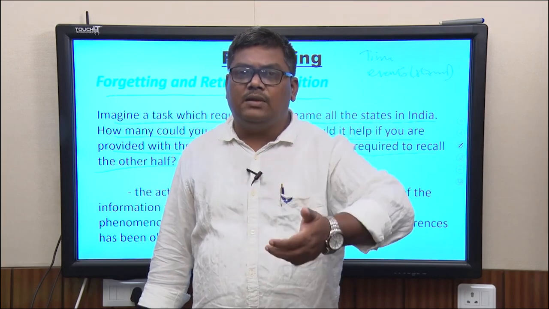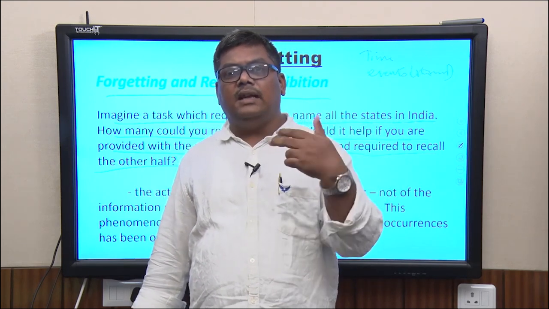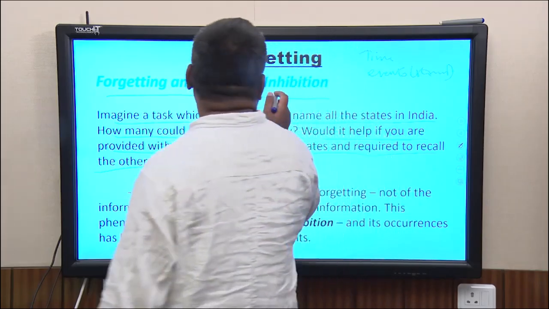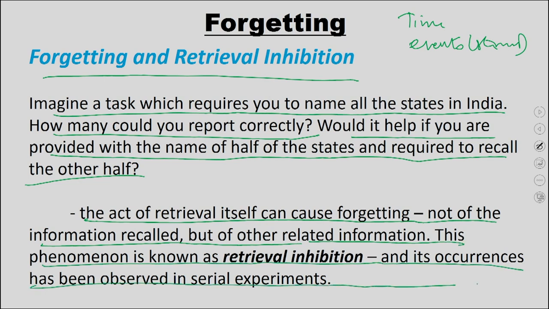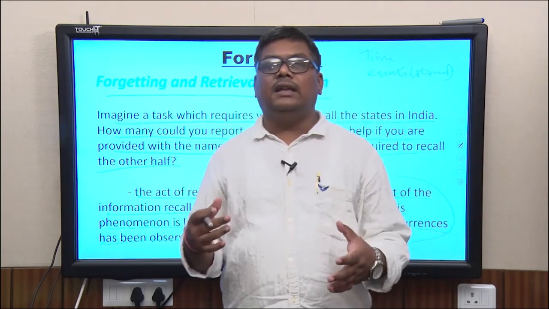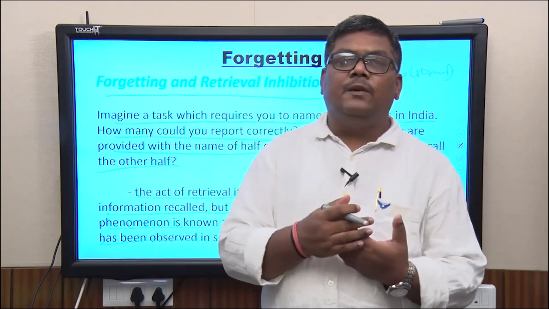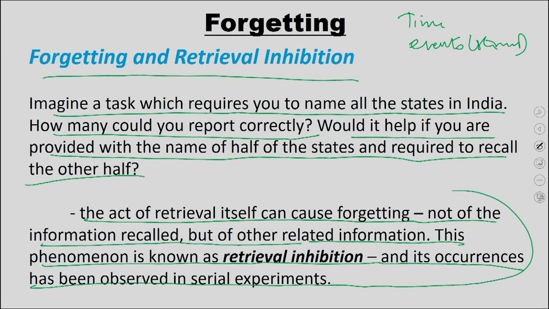But if I keep on giving you names of states, you will go over the states again and again. So, there are two processes. One is remembering, the other is matching, and that can cause forgetting, which is called retrieval inhibition. The act of retrieval itself can cause forgetting, not of the information recalled, but of other related information. This phenomenon is known as retrieval inhibition, and its occurrence has been observed in serial experiments. So, the very act of remembering information actually causes forgetting, and that is called retrieval induced forgetting or retrieval inhibition.